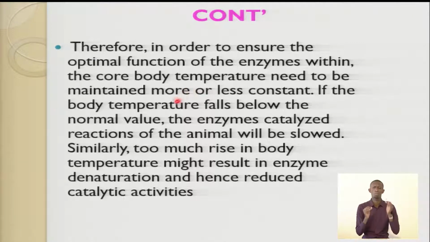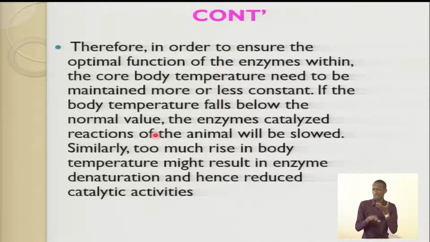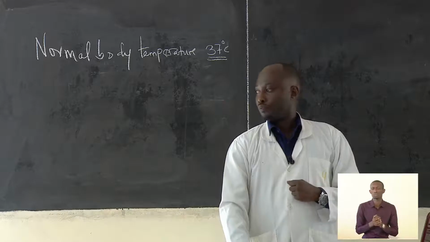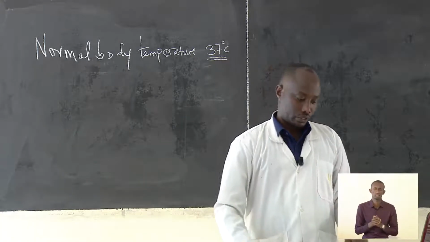What does it mean? It means that when the temperature falls below the normal value, the enzyme-catalyzed reactions of animals will be slowed down. Similarly, when the temperature in the body is too high, it may result in enzyme denaturation. Enzyme denaturation means destroying our enzymes in the body, hence reducing what we call catalytic activities.